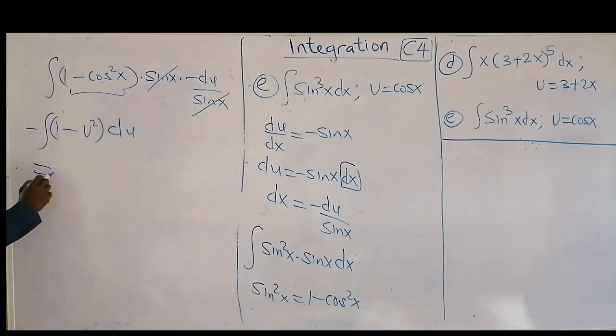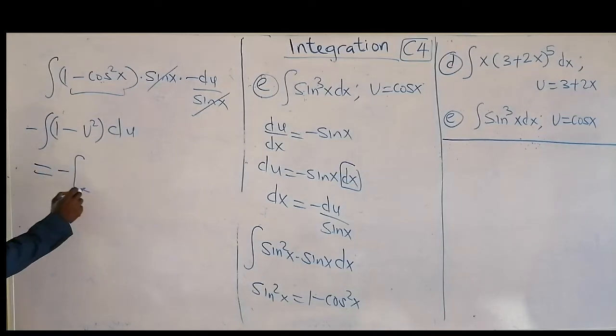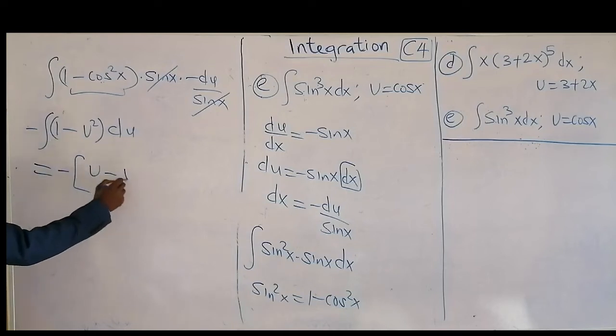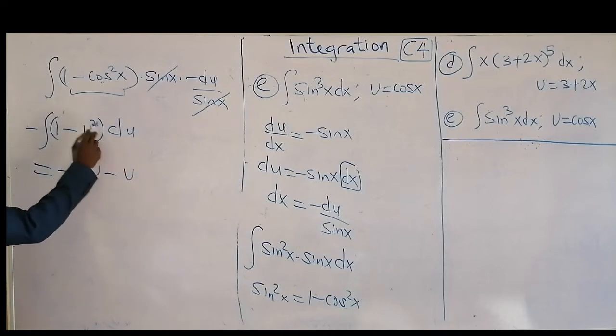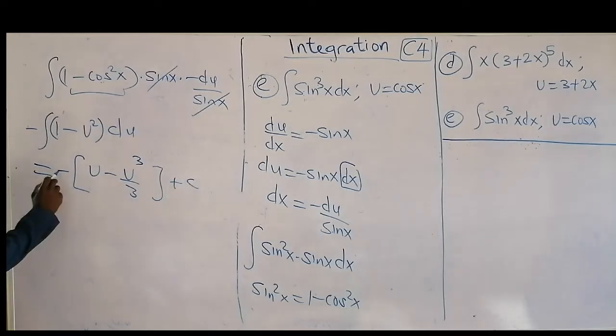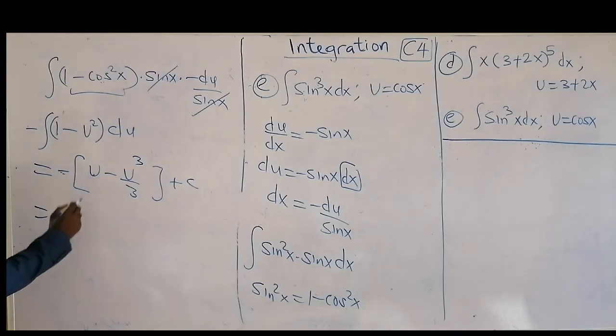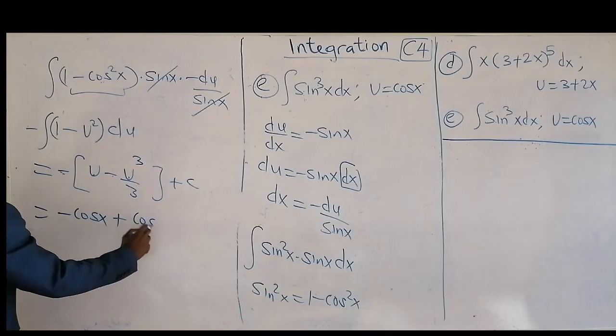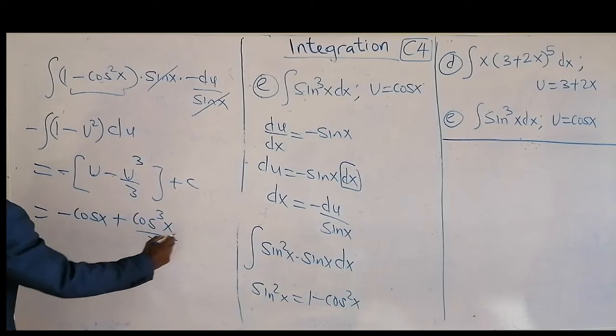Then we now do your integration: minus open brackets, integral of this with respect to u, that's u, then minus u to the power 2 plus 1 over 3, then plus c. Now the minus comes in, that will be minus u, and your u is cos x, so minus cos x. Minus times minus is plus, so that will be cos cubed x over 3 plus c.